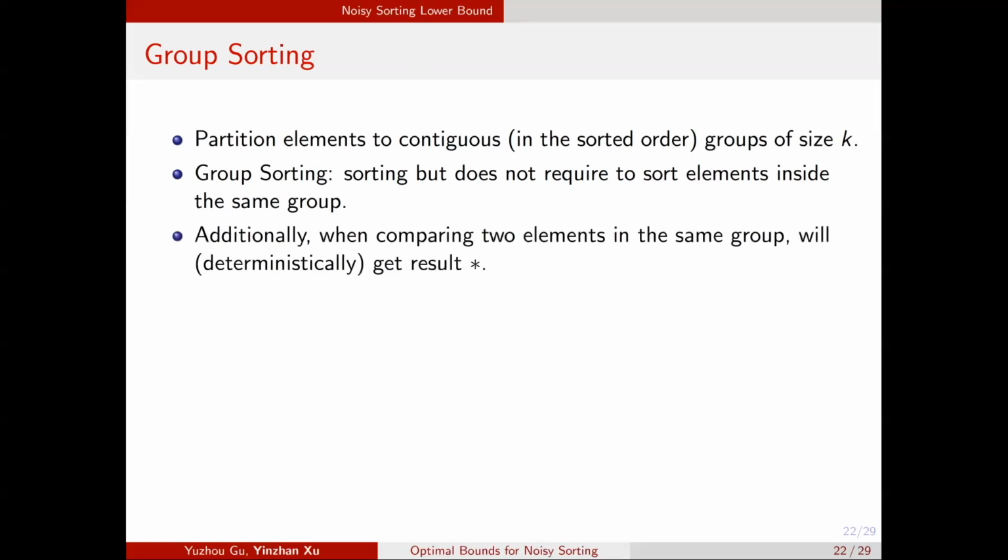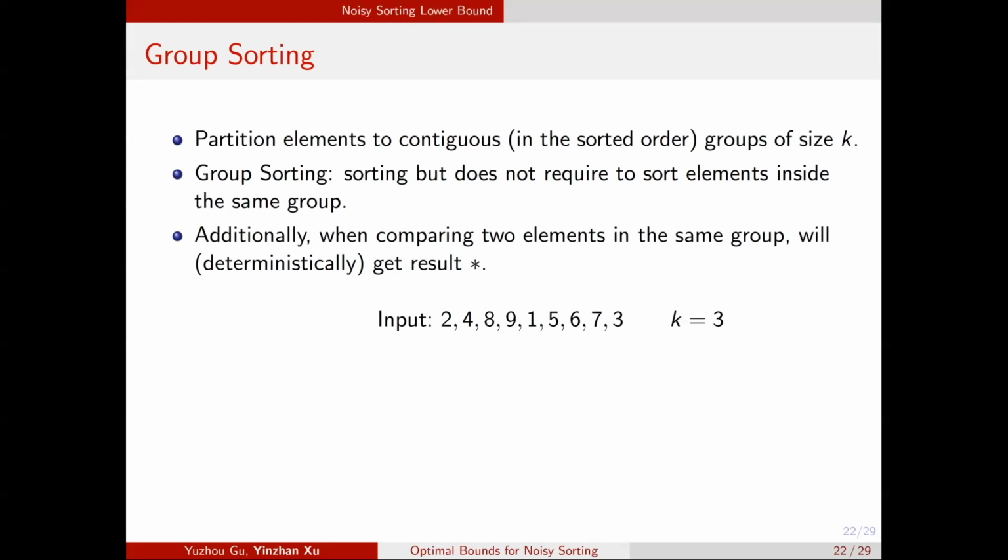And additionally, when comparing two elements in the same group, the returned result will deterministically be some symbol star. So if we compare two elements in the same group, we will know for sure that they are in the same group. And on the other hand, if we compare two elements not in the same group, then we also know for sure that they are not in the same group because the returned result will not be star.